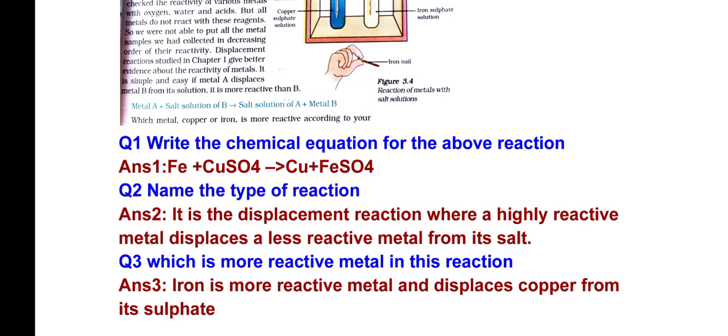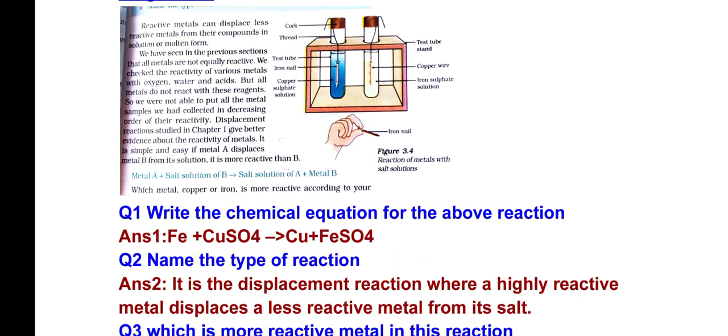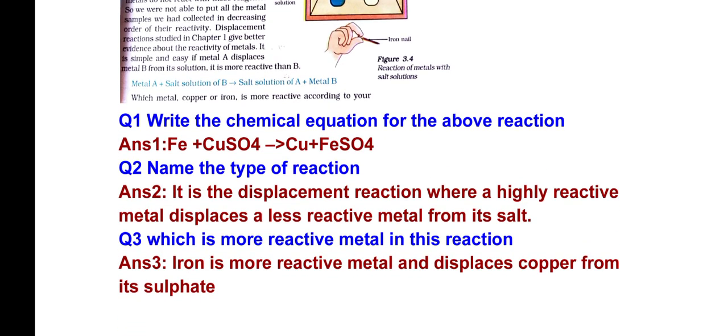Write the chemical equation for the above reaction. There will be only one reaction, that is Fe plus CuSO4 gives Cu plus FeSO4. Because copper plus FeSO4, there won't be any reaction. Cu plus FeSO4 will not happen because copper is less reactive. It cannot displace the iron from iron sulfate.